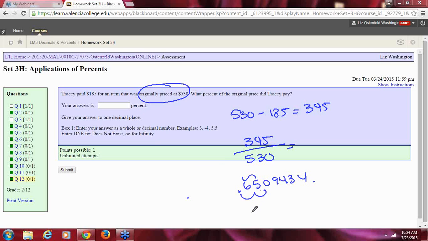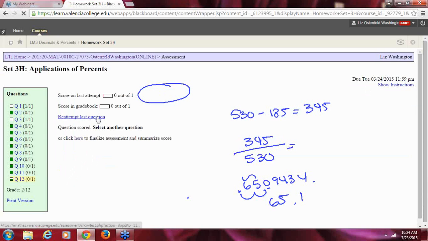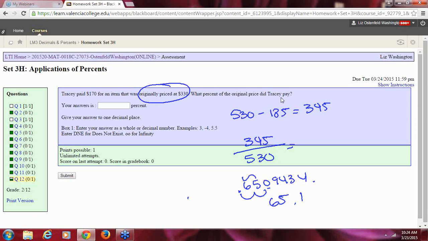Well, no, I'm lying. I'm going to make it 65.1%. Let's see if it likes me, because this might be one of those ones where it's temperamental. It is. Let's figure out why. Did it want me to convert it first? Let me erase this.